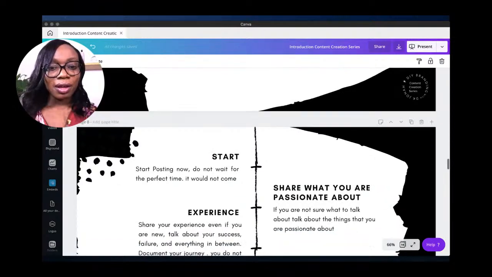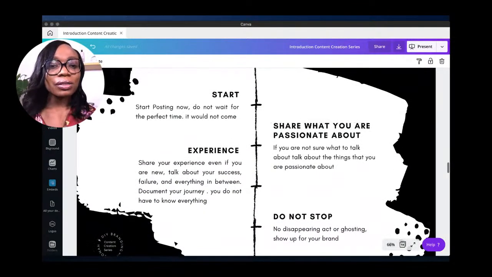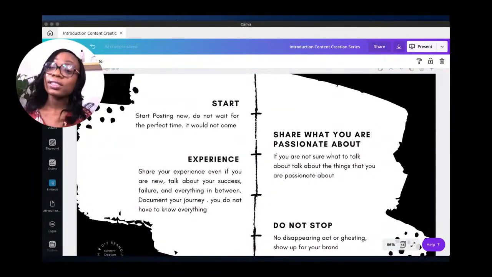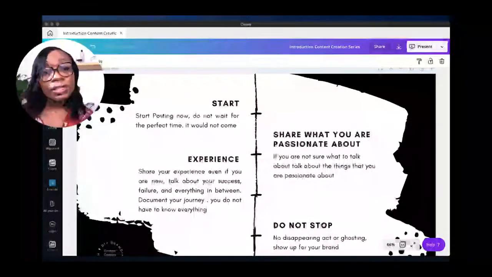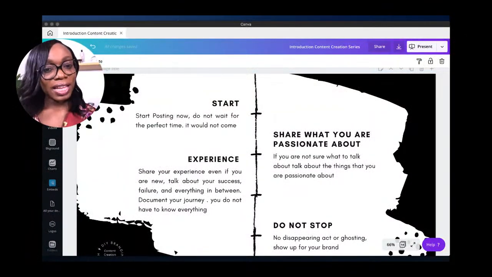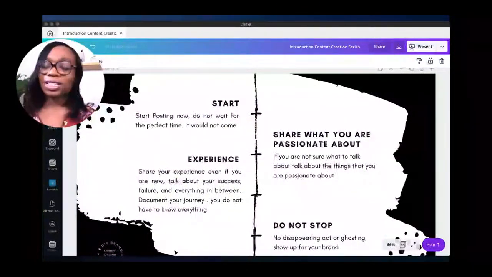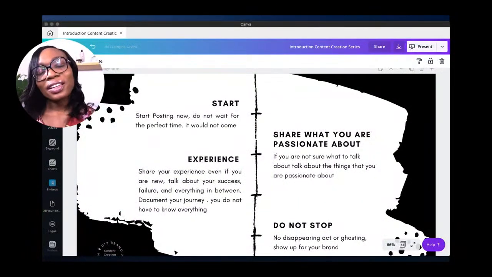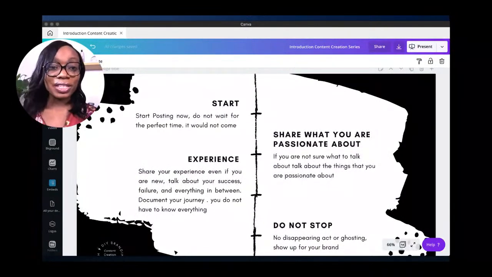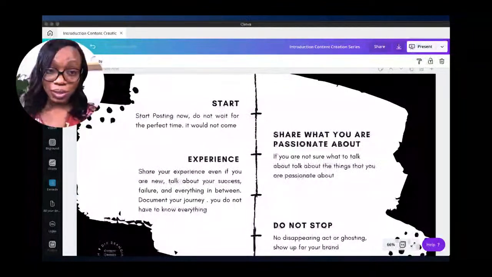So I said the best time to start is now. If you're not posting, start posting. Start posting now. Do not wait for the perfect time. It will not come. So if you're saying, oh, as a perfectionist, I will start posting later, no, that's not what we want. You are going to start posting from this week.